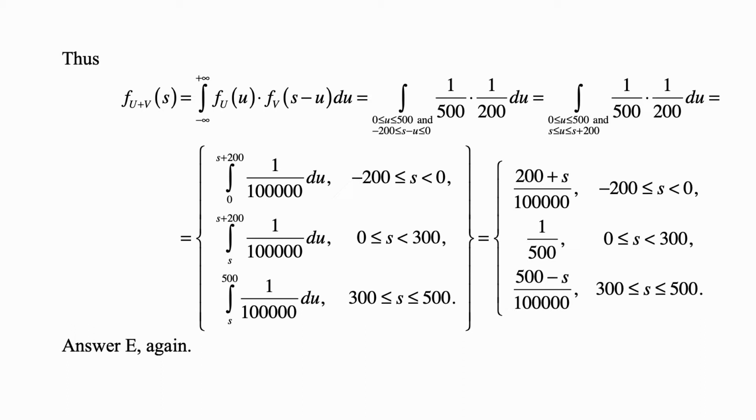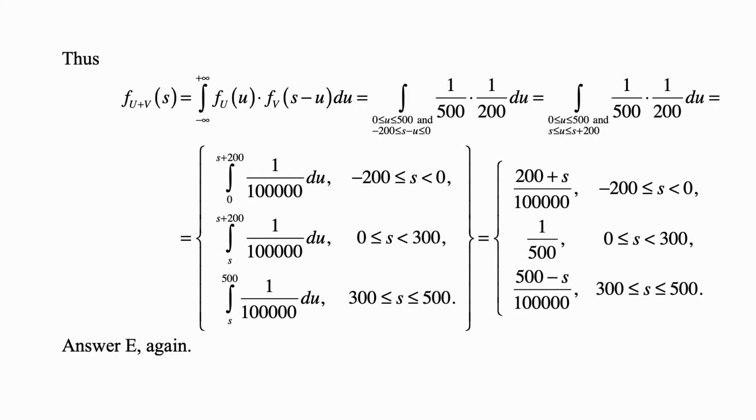And the last one, where s is between 300 and 500, the intersection of the two intervals is the interval from s to 500. We're taking the integral over that interval from s to 500 of 1 over 100,000 du, and this becomes 500 minus s, the length of the interval, divided by 100,000, and that's for s between 300 and 500. And of course that's answer E.